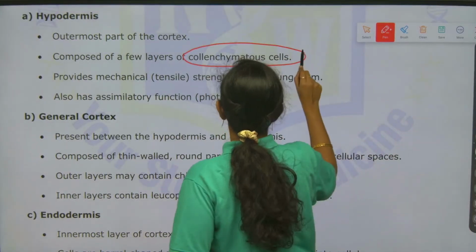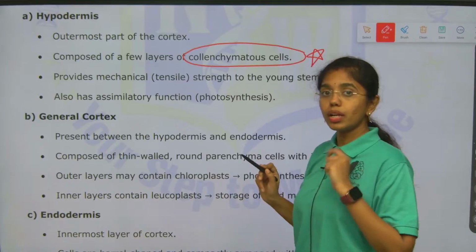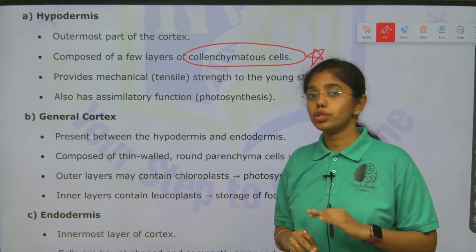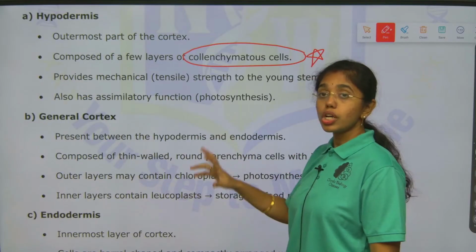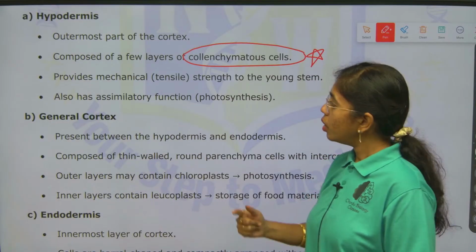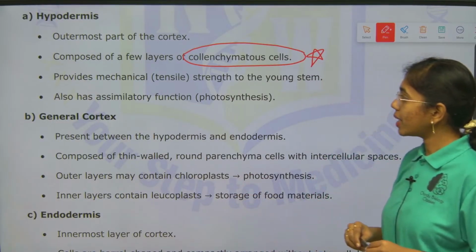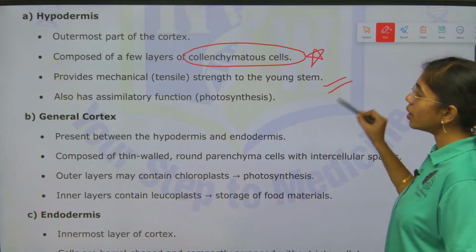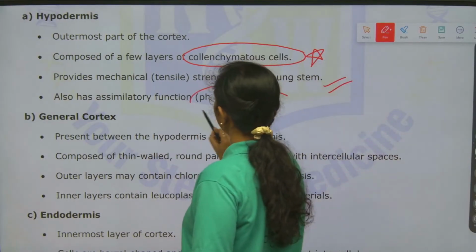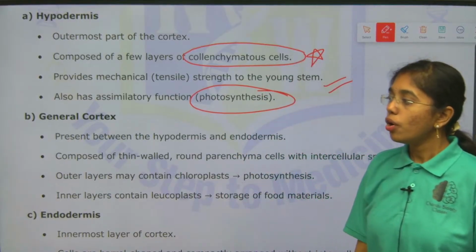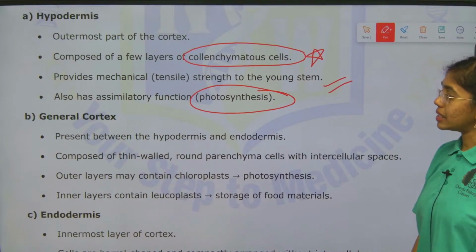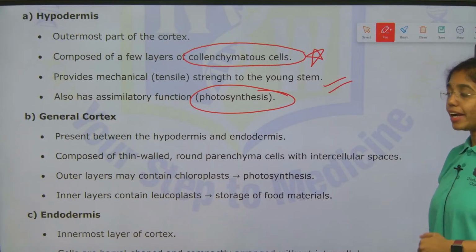Very important, the examiner will be looking for this only. Each layer or region is composed of what type of tissue is very important, of the dicot stem, and a clear description is required. So, here you see, it provides what? Mechanical or tensile strength to the young stem, and this also has an assimilatory function, okay, and this conducts what? Photosynthesis.